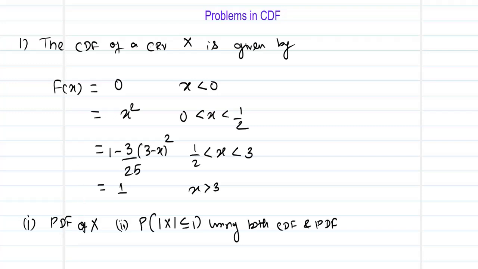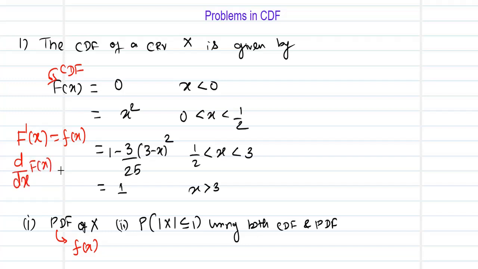We will quickly recollect the property that connects CDF and PDF. CDF is denoted by capital F of x. PDF is denoted by small f of x. How to connect both of them? We know that the derivative of our CDF, F dash of x, is nothing but our small f of x. That is, differentiate the function capital F of x with respect to x, you will be getting your small f of x.